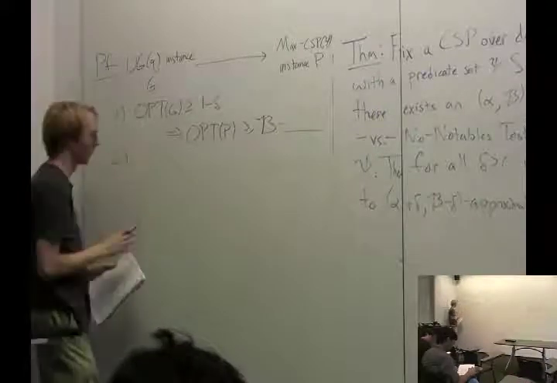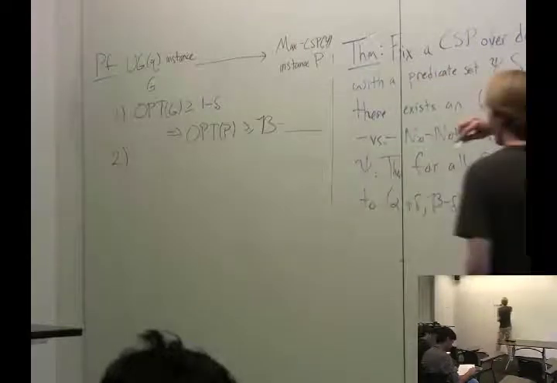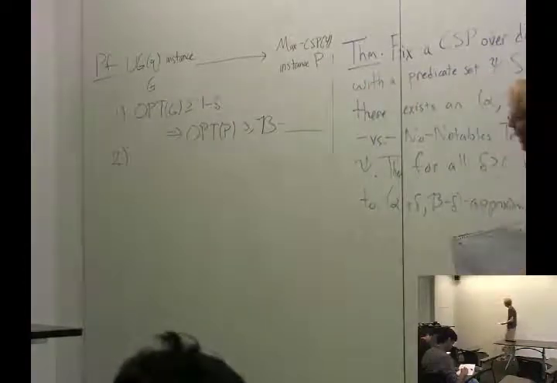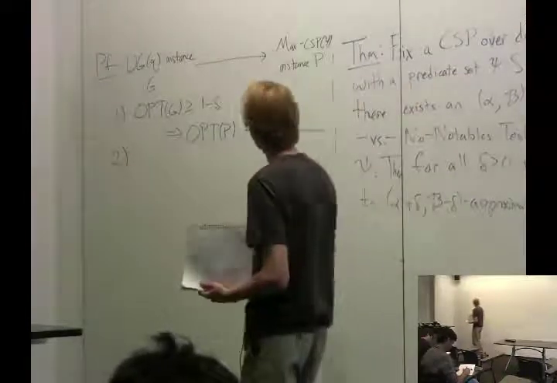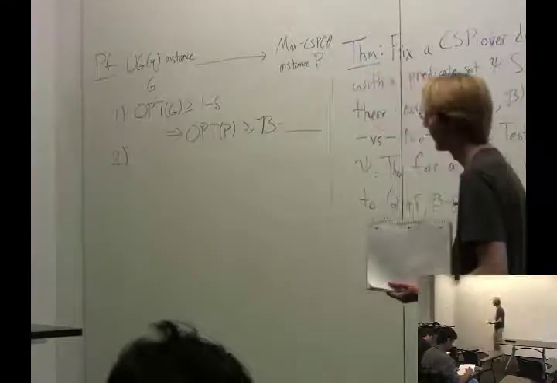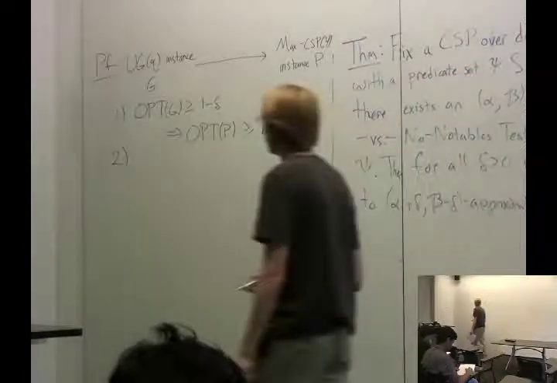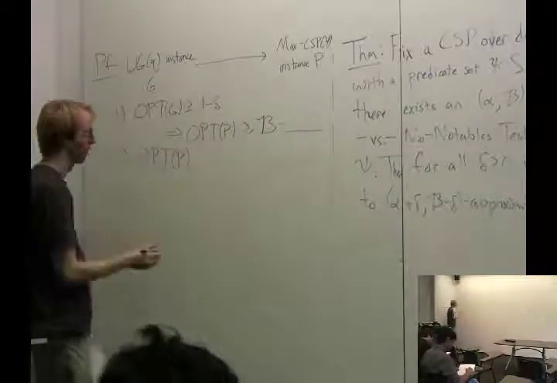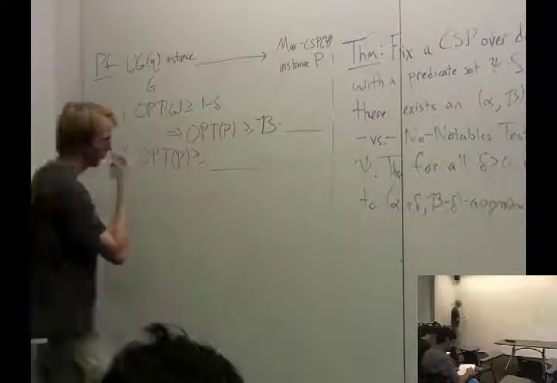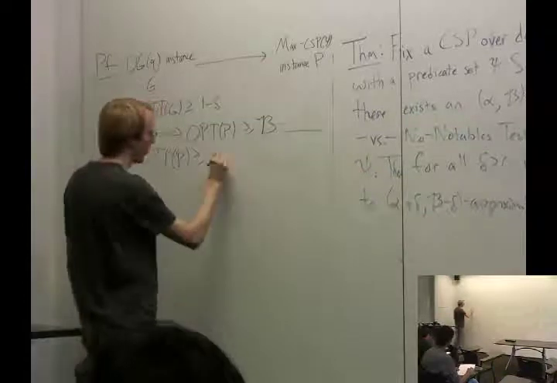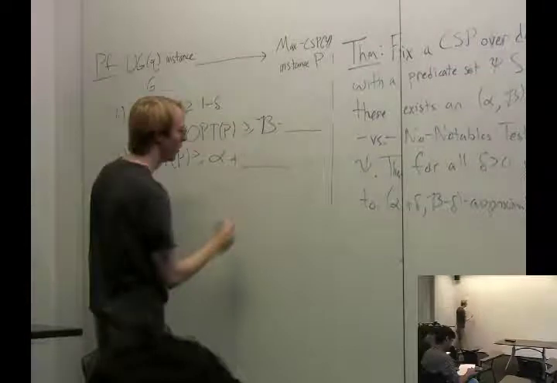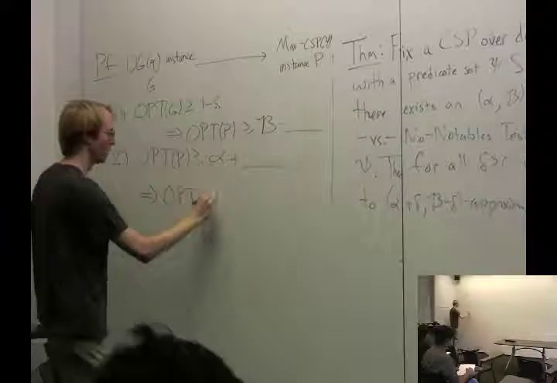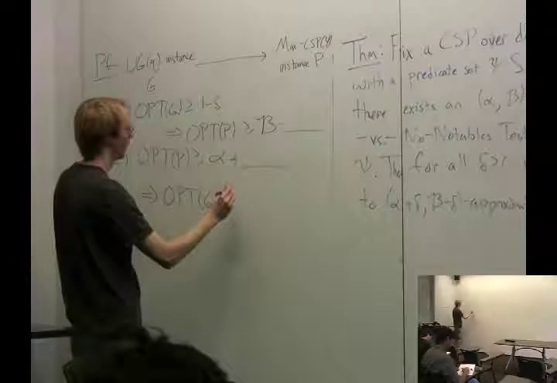And the other property we want is that if my unique games instance has a very small value, like less than or equal to this delta, then the optimum value of the max CSP instance is itself small. Another way of stating that is in the contrapositive: if the optimum value of P is large, so it's greater than or equal to something, which I'll fill in, it's going to be, if it's bigger than this alpha plus some other stuff, then that means the optimum of your unique games instance, G, should be strictly bigger than delta.